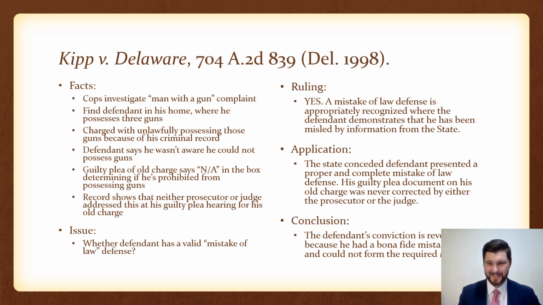So if the state is telling you that your charge is not applicable to whether or not you can possess guns, and then you say, okay, and you possess guns, the state can't turn around and say, gotcha, you're going to prison, right? That would be inherently unfair. So that is a bona fide mistake of law. He could not then form the mens rea necessary for culpability because he didn't know. He didn't knowingly possess a gun that he knew he wasn't supposed to, right? So there's no mens rea here. And that's why his conviction is reversed and his mistake of law defense is valid.